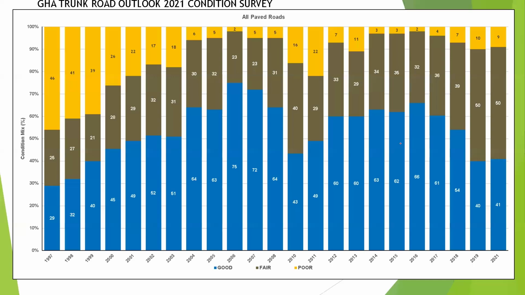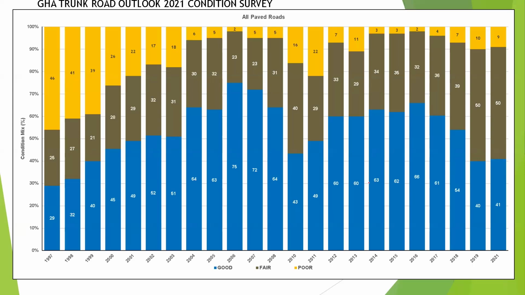Now, let's look at the performance of our trunk roads. We can see that this shows, the blue shows the good, the dark one shows the fair zone, and the poor zones are the yellowish type. So these are the performance of our trunk roads over the years.